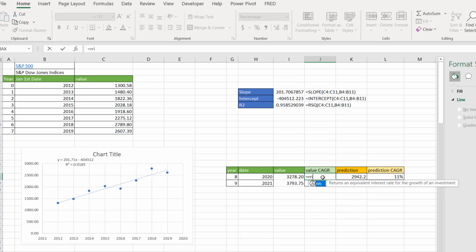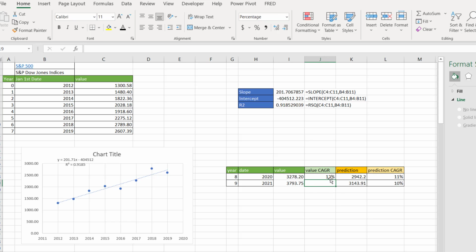Equals RRI, tab, the number of periods. I'll just use this one for my period. Present value, that value. Future value, this value here. Press return. 12%, not bad. Equals RRI. What's my period there? Present value, that value, comma, future value, this value here. Press enter. And then we've got 13%. So that did even better than our prediction.